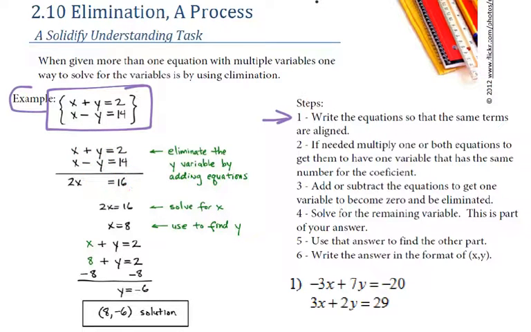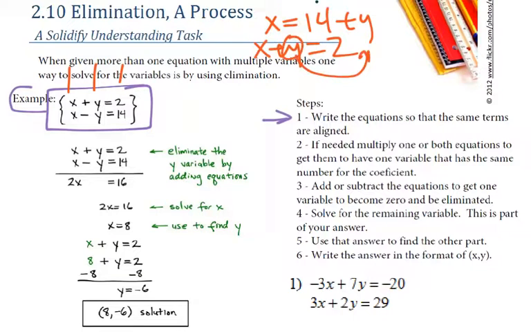Okay, these 2 equations were already like this, but let's say you had x equals 14 plus y and x plus y equals 2. You'd have to somehow either take this y to that side or take this y to that side of the equal sign to the left to get it lined up. So that's the first step, making sure they're all aligned.